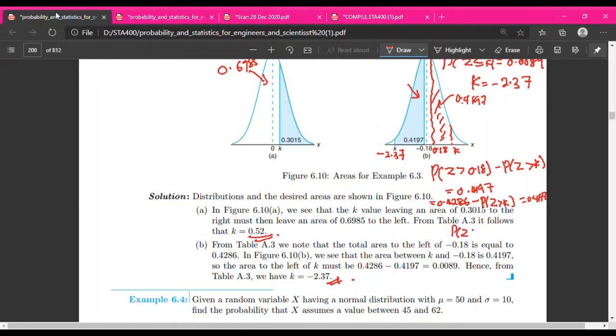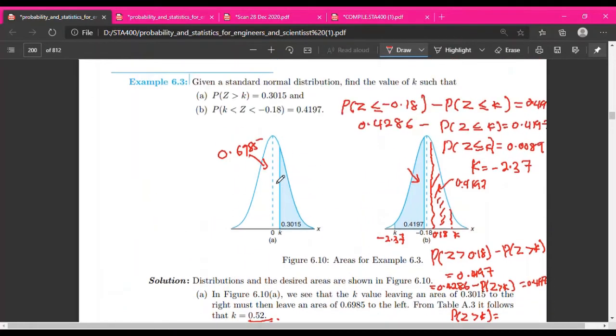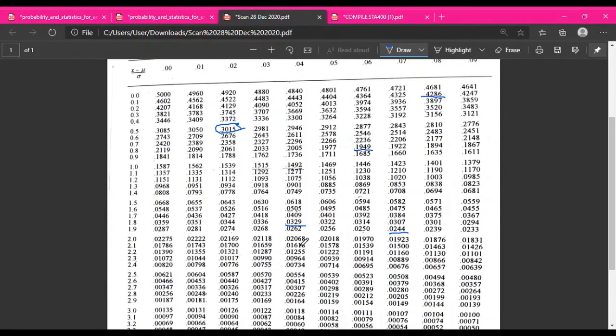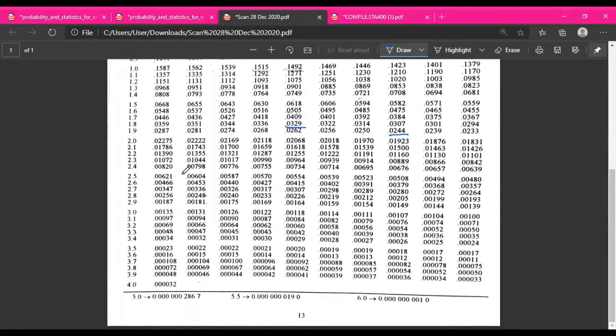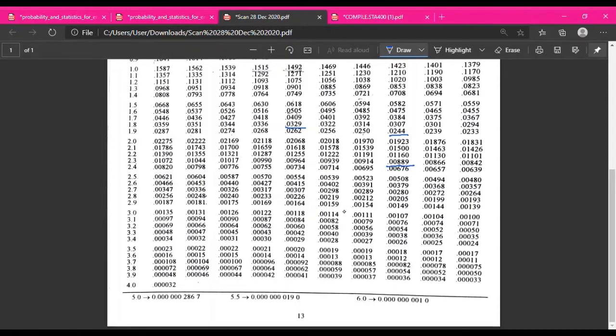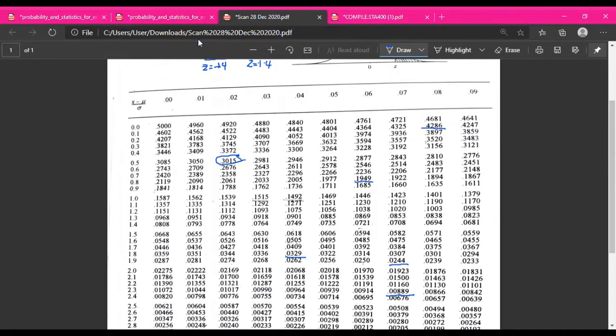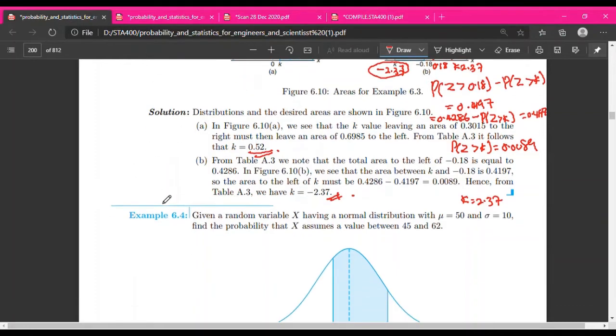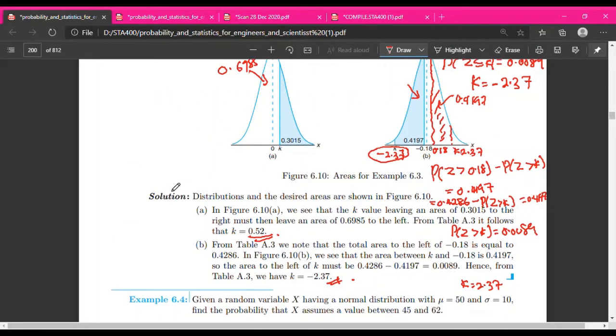So it will be probability of Z more than K adalah 0.4286 minus dengan 0.4197. So the answer is 0.0089. So cari dekat sini table more than 0.0089. Okay, here 0.0089. So the answer is 2.37. Okay, K will be 2.37. So di sini 2.37 sama juga dengan sebelah sini. So the answer will be negative 2.37. Okay, so that is the way how to find the value of Z, okay, when probability is given.